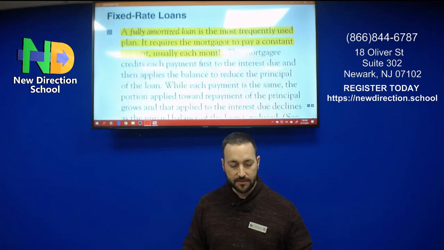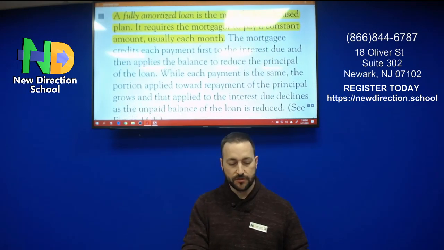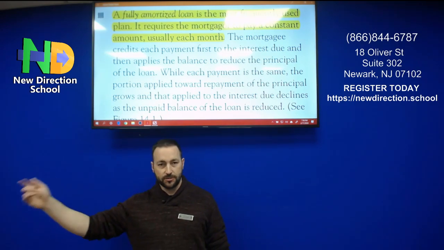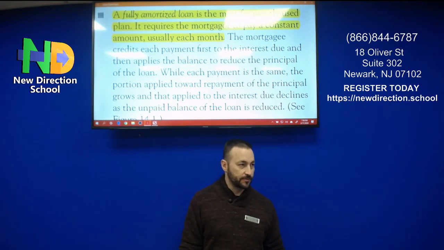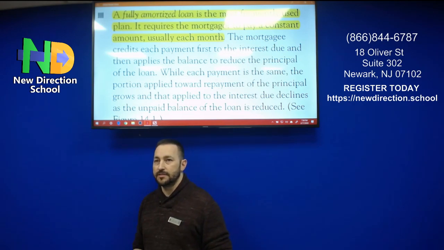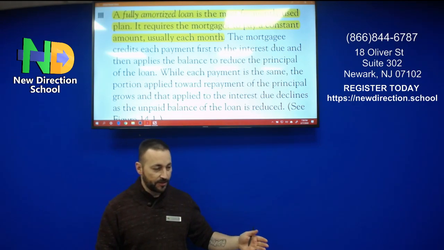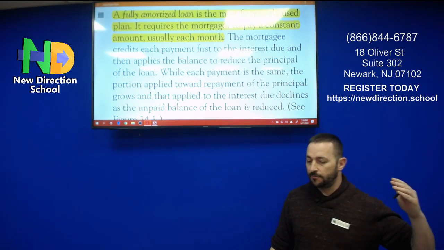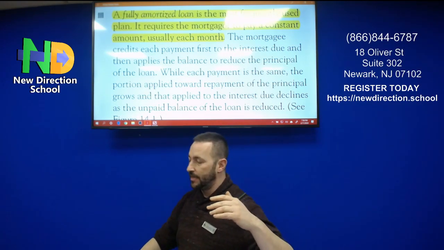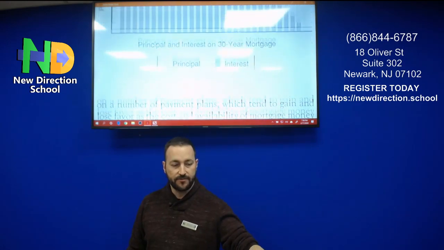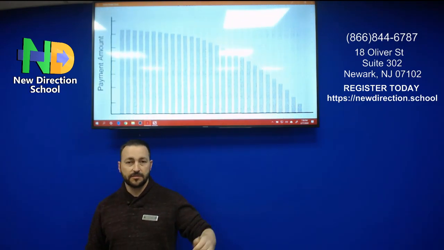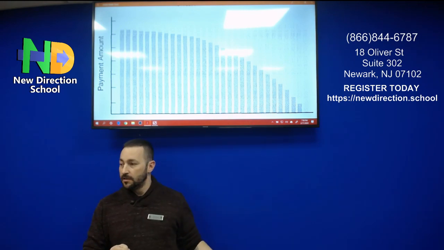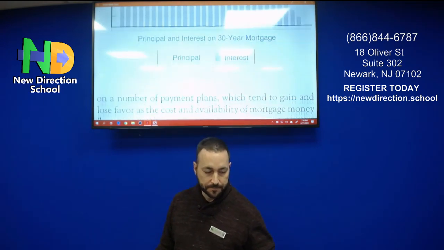So what it says here is that the mortgagee credits each payment first to the interest due and then applies the balance to reduce the principal. So first towards interest, then towards principal. While each payment is the same, the portion applied towards repayment of the principal grows and applied to the interest due declines, as I just showed you in the figure above. As you make the payments, it's the same payment, but it's applied either more towards principal or less towards interest as it goes.